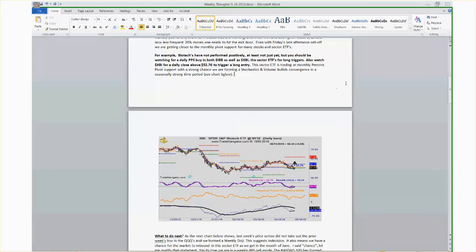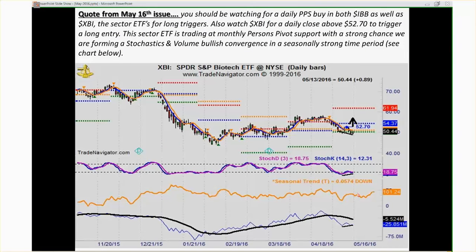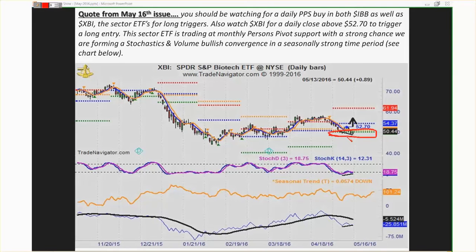There was what we're looking for, and that's the kind of analysis that we would put together to help traders to say, listen, it's seasonally in a strong area, but here's what's really key. The sector ETF is trading at, number one, and you're going to like this if you follow my work, if you've used monthly Person's Pivots, we were right at pivot support, that green line in the sand. The market formed a lower price low, stochastics was giving us a bullish convergence, and OBV was giving us a bullish convergence. All we were looking for was that pop and a daily close over 52.70, which we got a week ago Monday.